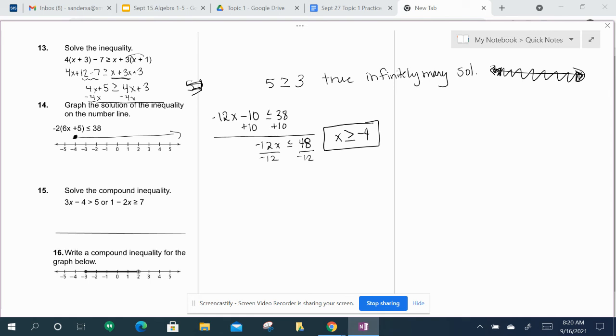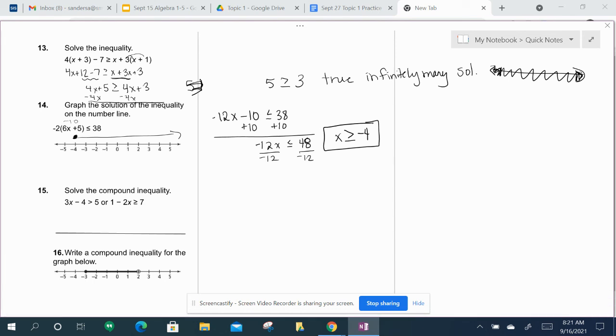Remember, the way we can check an inequality is pick a number in that shaded region and check it out. So I like 0 if it's in my shaded region. If I plug in 0, 6 times 0 is 0, plus 5 is 5, and negative 2 times 5 would make this side negative 10, and negative 10 is in fact less than or equal to 38, so I can feel good about that answer.